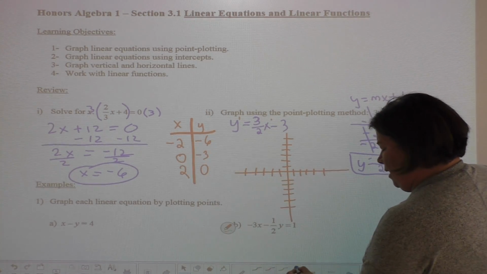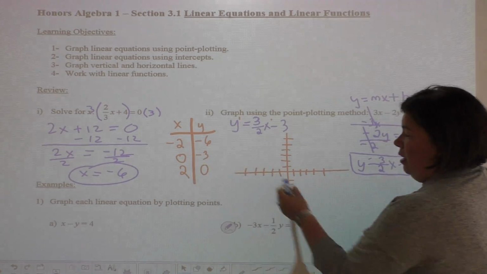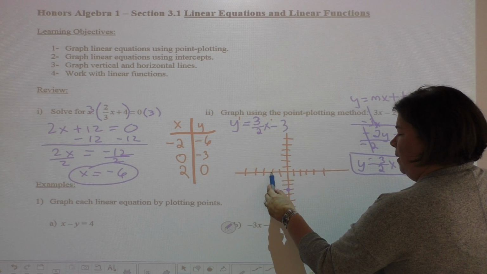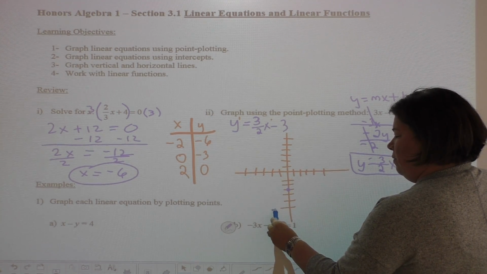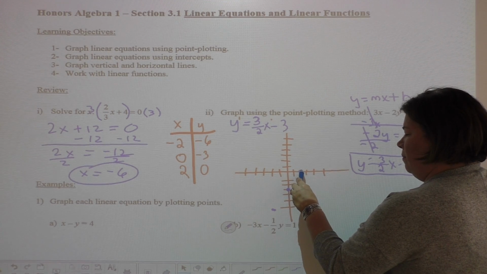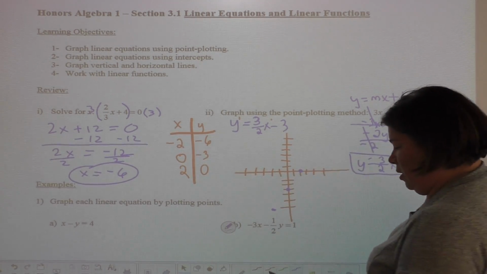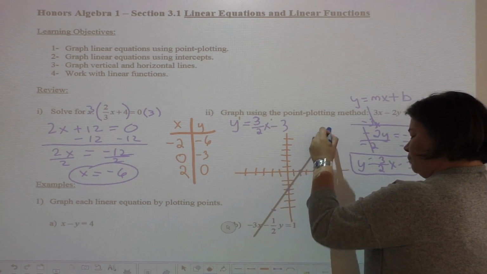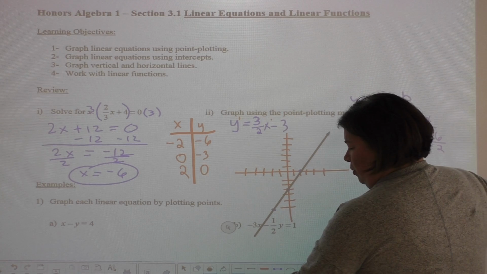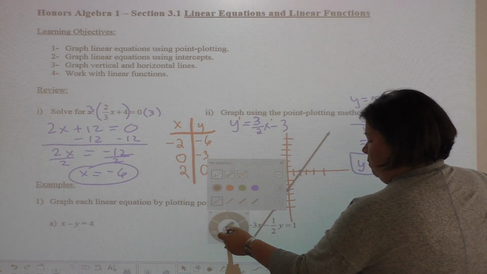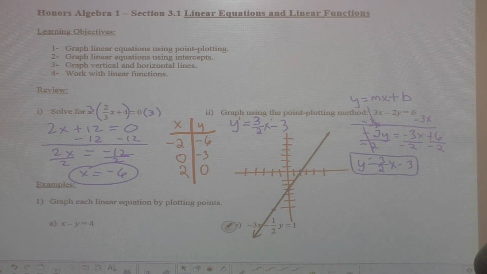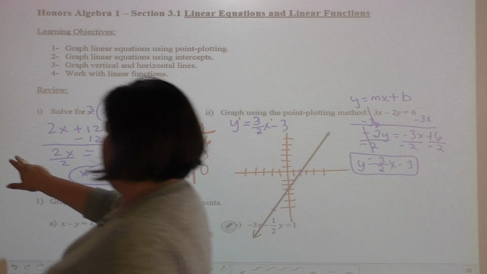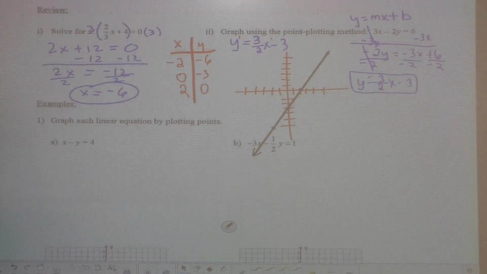So if I go ahead and I plot 0, negative 3, it's right there, negative 2, negative 6, which is right here, and 2, 0, which is right there. So if I go ahead from this point and I draw my line, and again, make sure that you put arrowheads on both directions, all right? So there's our line. That's what your line should look like. Doesn't have to be that big for mine, but there you go.